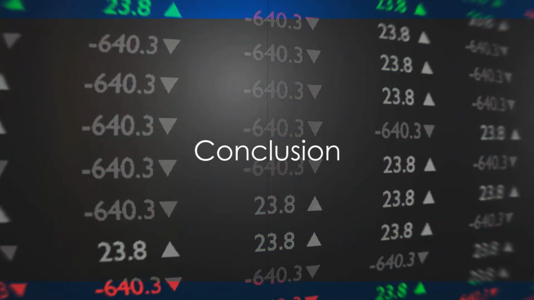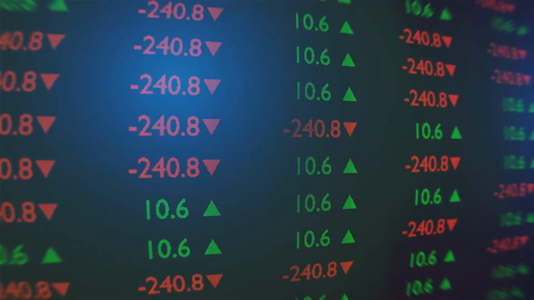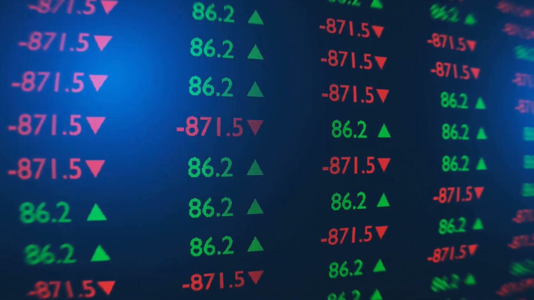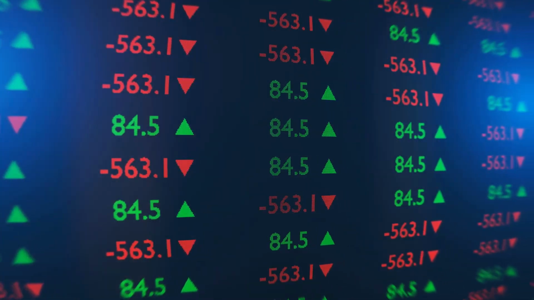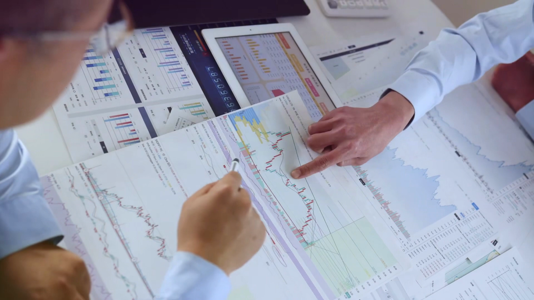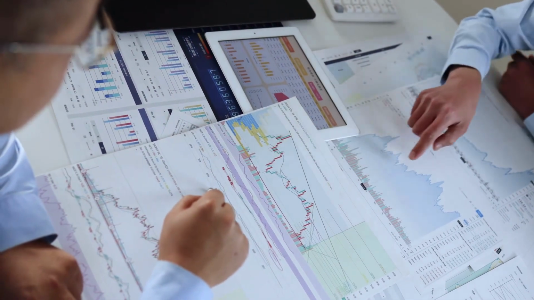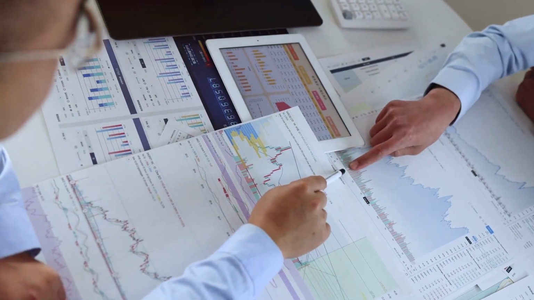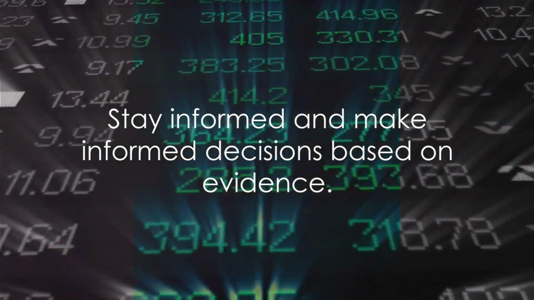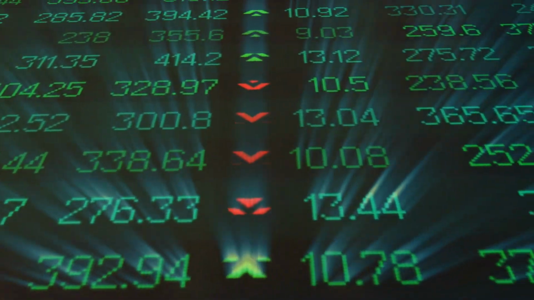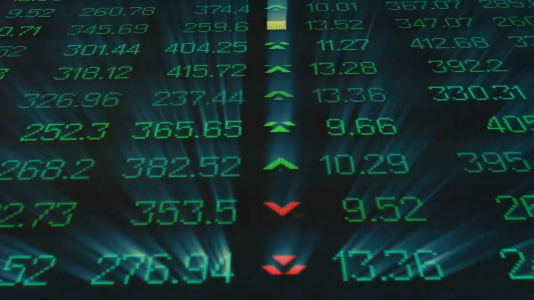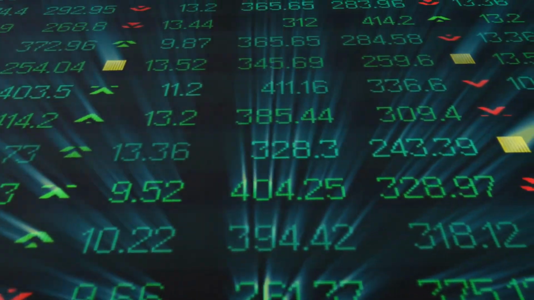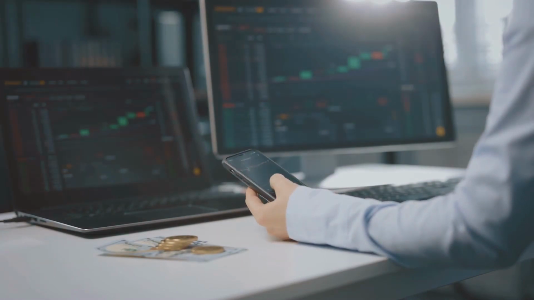In conclusion, no single indicator can predict a market top or downturn with absolute certainty. It's the combination of these indicators, alongside an understanding of market fundamentals and economic conditions, that can provide a holistic view of where the market might be heading. Remember, investing is not about predicting the future, but about making informed decisions based on available evidence. Stay sharp, stay informed, and always keep an eye on these statistical indicators. They might just be your best ally in navigating the turbulent seas of the investment world.